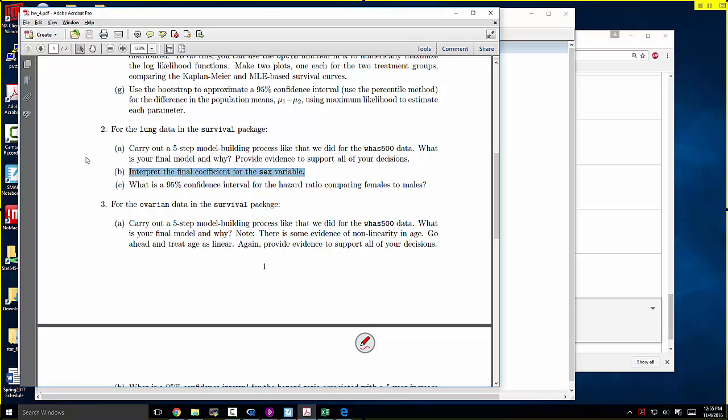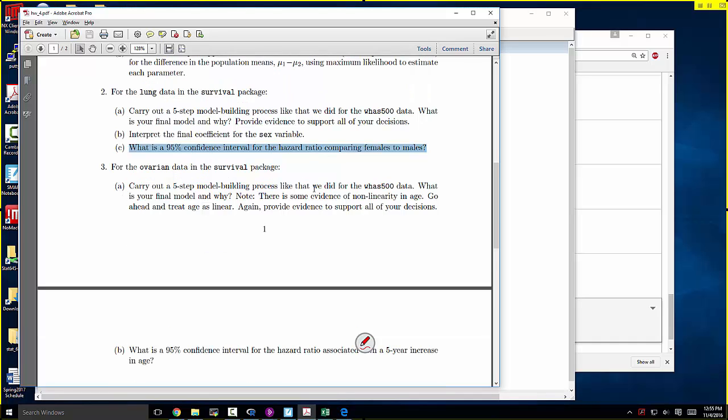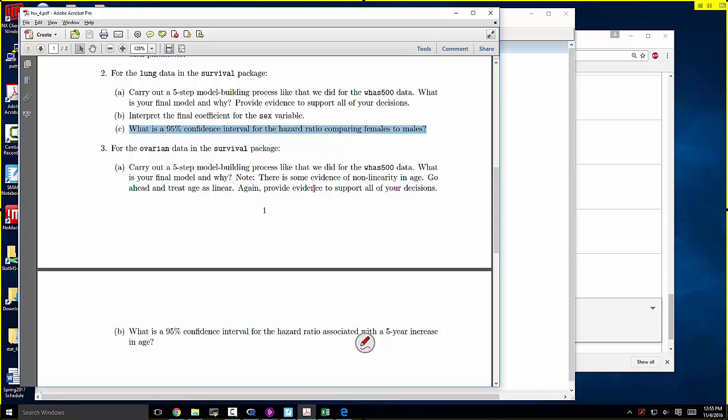So I want you to have a little practice in interpreting one of those. And then I ask for a confidence interval for a hazard ratio. The coefficients are log hazard ratios. So you're going to have to compute a confidence interval for a coefficient, and then to turn it into a confidence interval for a hazard ratio rather than a log hazard ratio, you just exponentiate it. Again, I'll give you examples of all of these when we look at some example data next week.